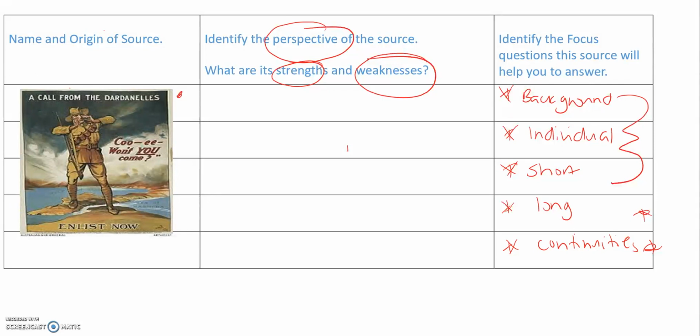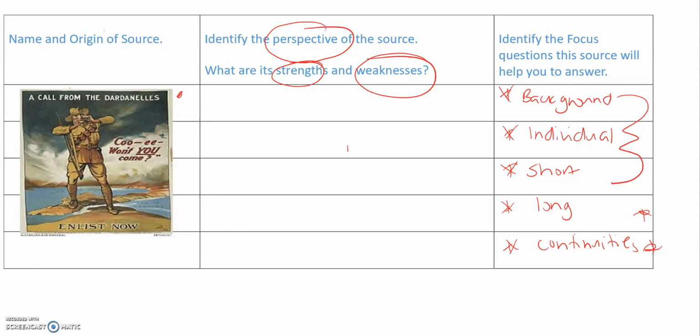This is something that would appeal to people at the time because they're using it in a persuasive poster to get people to join up, to inspire them to do that. So that's giving us an insight into the types of things that young men might find appealing. So it might be a sense of adventure, or it might be helping a mate out. Okay, so that's quite strong.